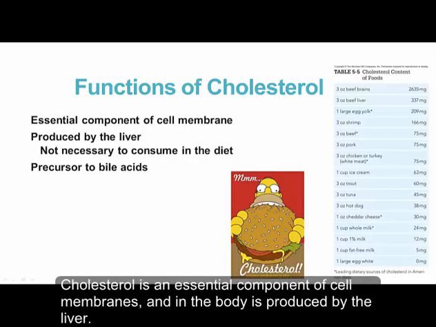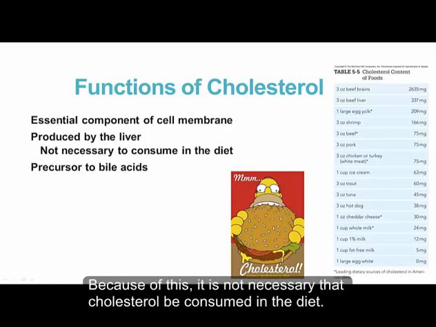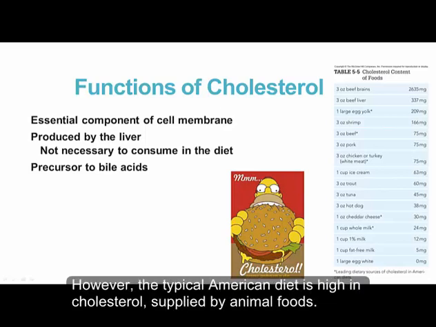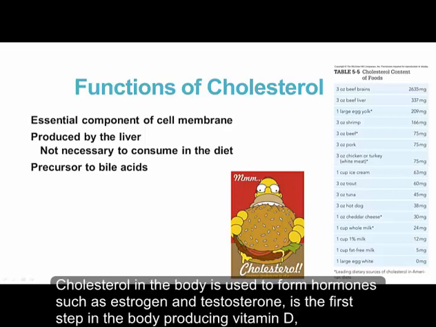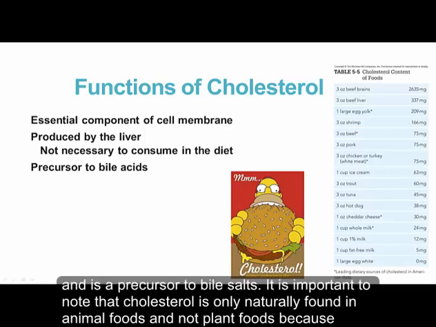Cholesterol is an essential component of cell membranes and in the body is produced by the liver. Because of this, it is not necessary that cholesterol be consumed in our diet. However, a typical American diet is high in cholesterol supplied by animal foods. Cholesterol in the body is used to form hormones such as estrogen and testosterone and is the first step in the body producing vitamin D and the precursor to bile salts.